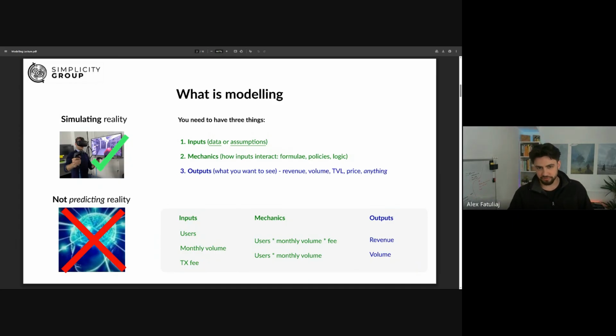So in order to model, you need to have 3 things. You need to have the inputs, which are made out of data or assumptions. You need to have the mechanics, which is just how those inputs interact, like the formulas, the logic, etc. And then finally, you have the outputs, which is what you want to see. So your revenue, volume, TVL, users, stakers, whatever else, anything that you can quantify and anything tangible in that respect. For example, here are some inputs. You have the users, you have their monthly volume, and then you have some sort of transaction fee. If we multiply that together, we get the revenue for the protocol. If we multiply the users by their monthly volume, we get the volume for the protocol, right? So that is basically what modeling is.